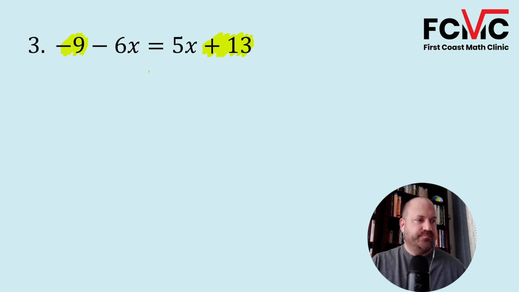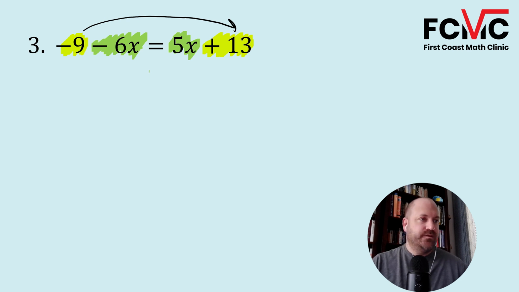And let's do this in green. We've got the negative 6x and the positive 5x. So I'm going to start with the negative 9 and 13. We know we want to get the x by itself, so let's move that 9 to the right side. 9 is negative, it's being subtracted, so I have to undo the subtraction and add 9. Add 9 to both sides.